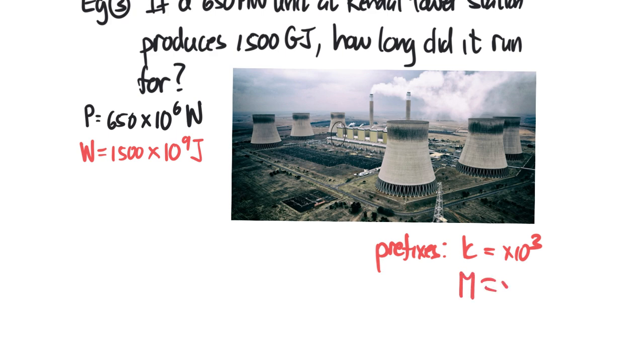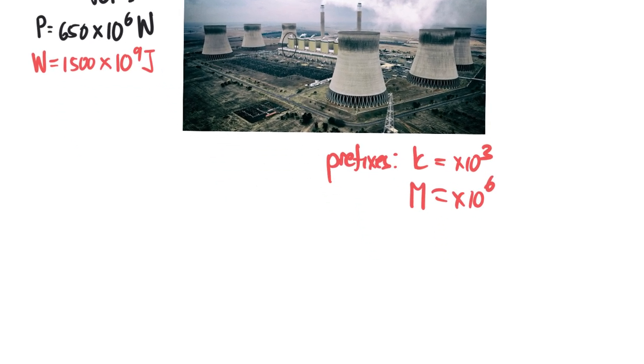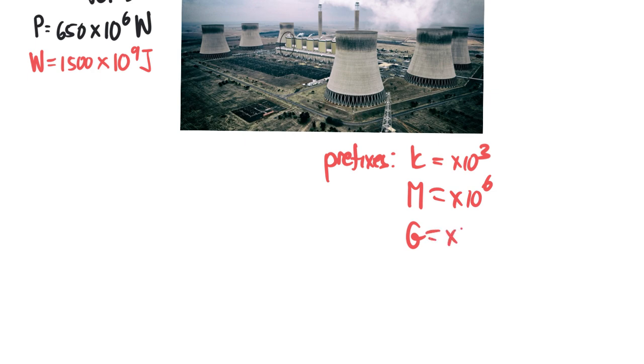Mega is times 10 to the 6. Giga is times 10 to the 9. And tera is times 10 to the 12. So these prefixes are really very important. We sometimes hear the term terabyte. So terabyte is 1 trillion bytes of information.